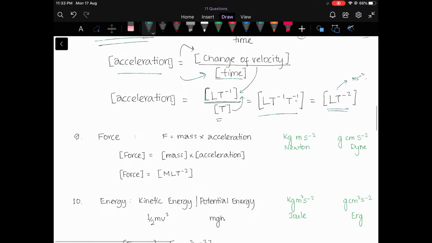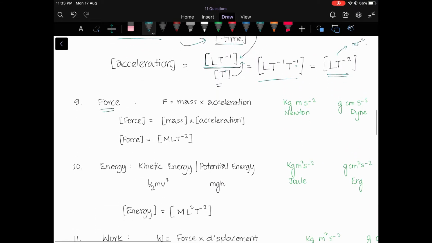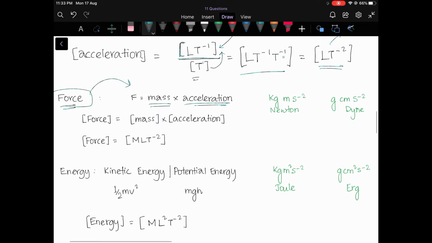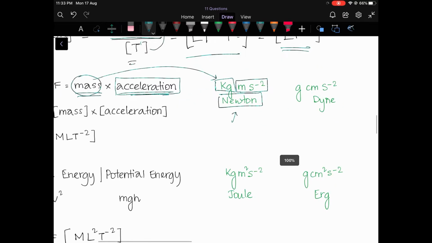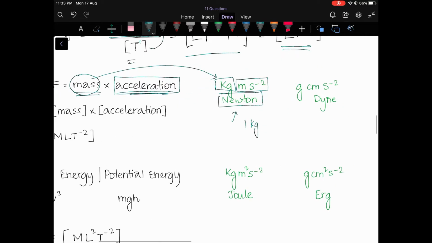Then we have next again a very important quantity, which you know is your force, defined as the product of mass and acceleration. So mass, as you know, in SI system is measured in kgs. Acceleration is measured in meters per second square that you've seen just now. This whole thing in SI system we call it newtons. So instead of writing 1 kg meter per second square, we can also call it 1 newton.